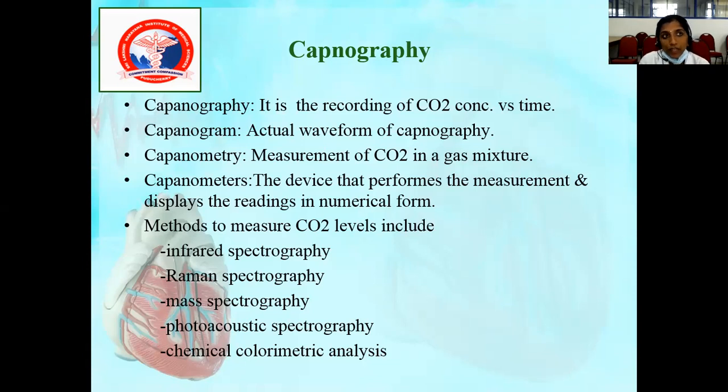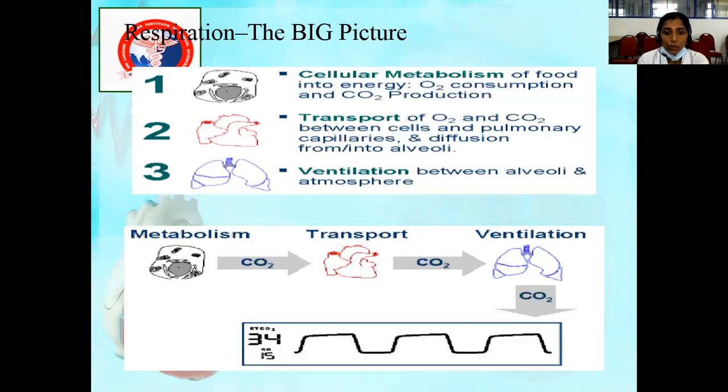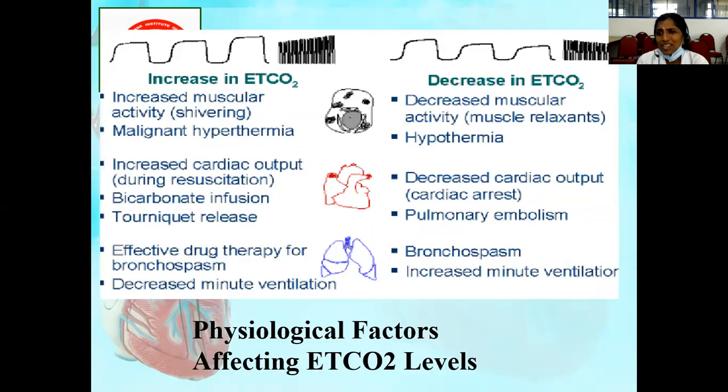The capnograph is based on Beer-Lambert's law, and the exhaled volume of CO2 is measured by it. After the measurement, the reading is displayed in numerical form and also in graphical form. There are a lot of principles used for this. The most common which we are using is infrared spectrography. There are some reasons for increase and decrease in EtCO2.